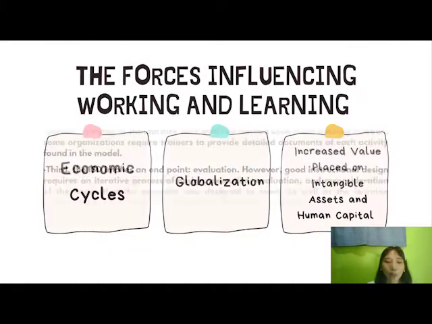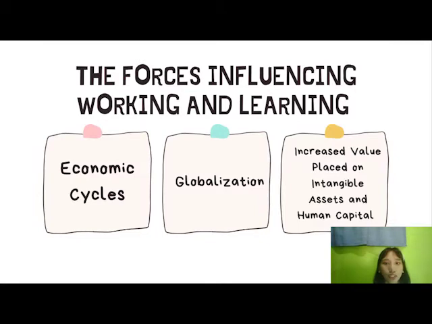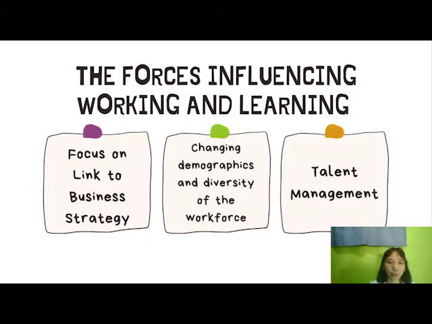Now we are down to our last topic, which is about the forces influencing working and learning. Okay, we have 9. The first one is the economic cycles, followed by globalization, and then increased value placed on intangible assets and human capital.